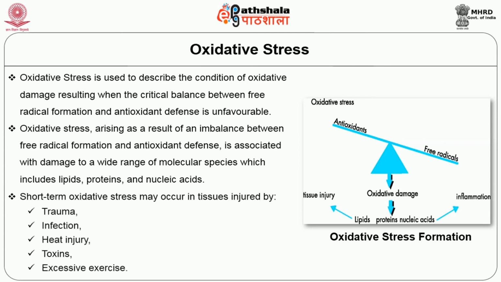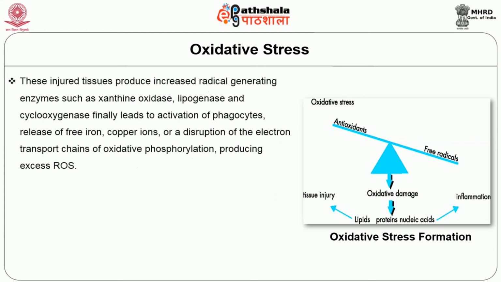Short-term oxidative stress may occur in tissues injured by trauma, infection, heart injury, toxins and excessive exercise. These injured tissues produce increased radical generating enzymes such as xanthine oxidase, lipoxygenase and cyclooxygenase. Finally, this leads to the activation of phagocytes, release of free iron and copper ions, or a disruption of the electron transport chains of oxidative phosphorylation, producing excess reactive oxygen species.